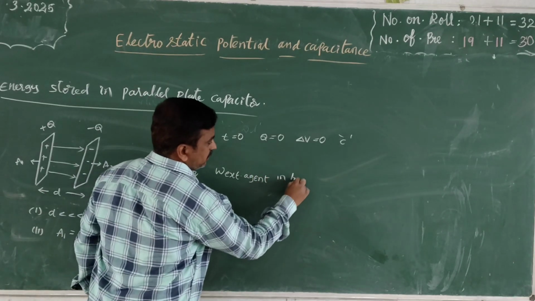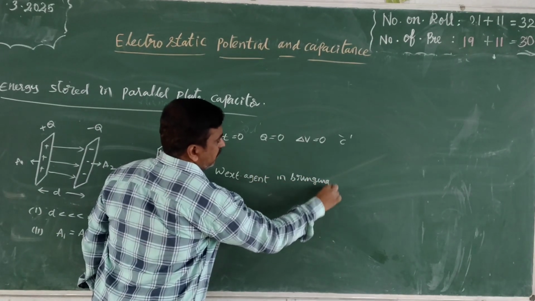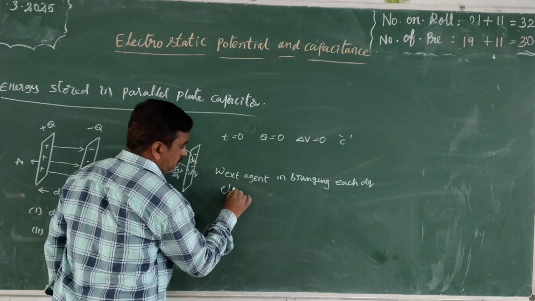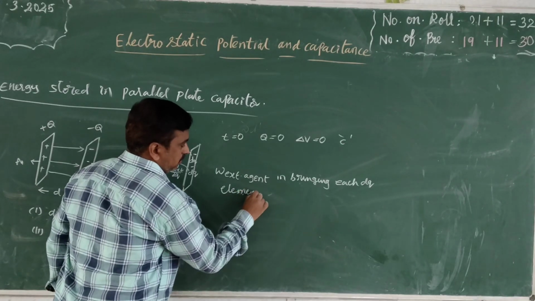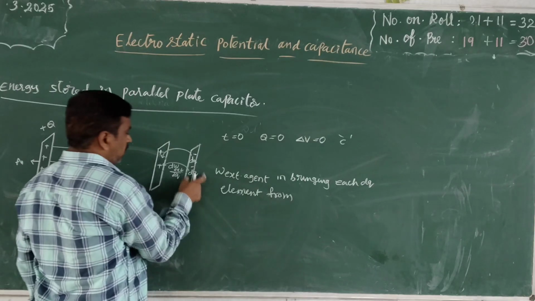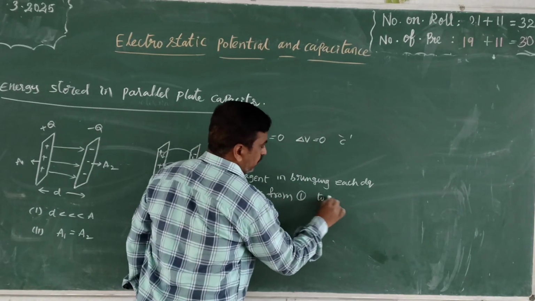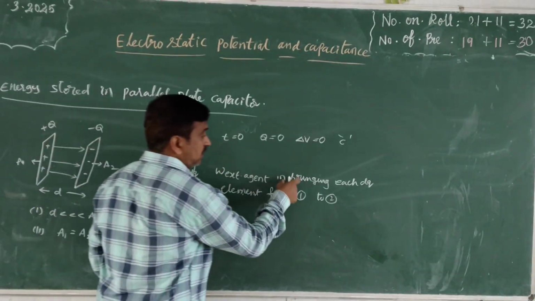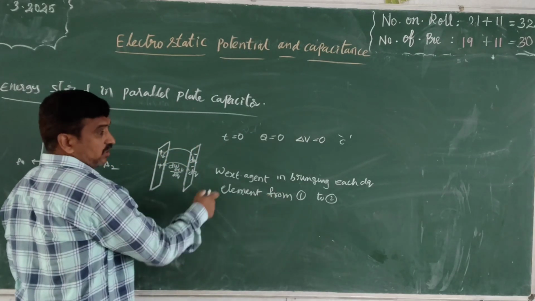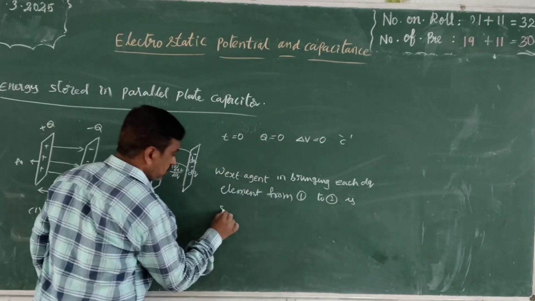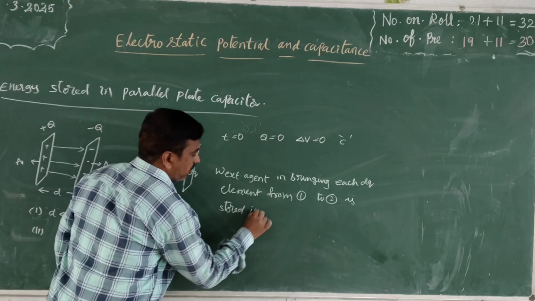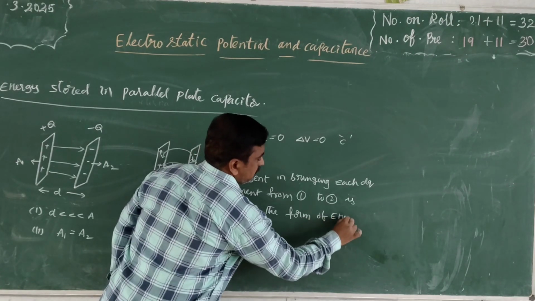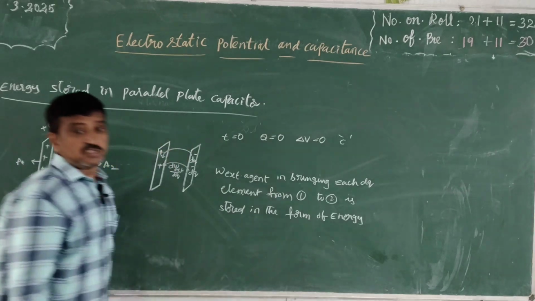We can write: work done by the external agent in bringing each dq element from plate 1 to plate 2. We have to do some work on the charge. The work done by the external agent in bringing each dq element from one plate to another is stored in the form of energy. So we can say that it is the electrostatic potential energy stored in the plates.